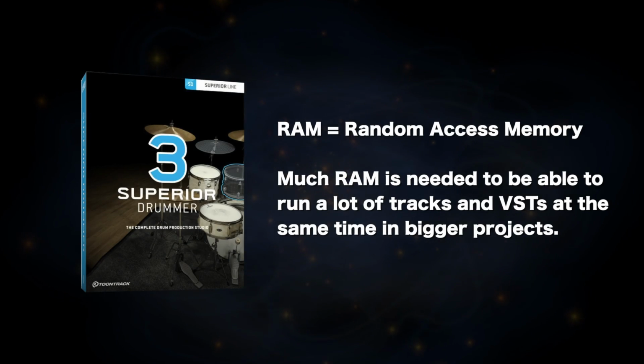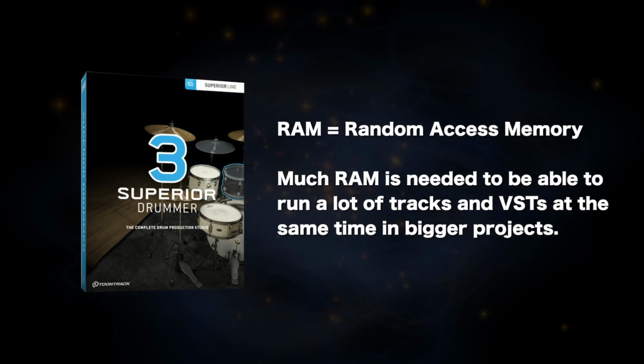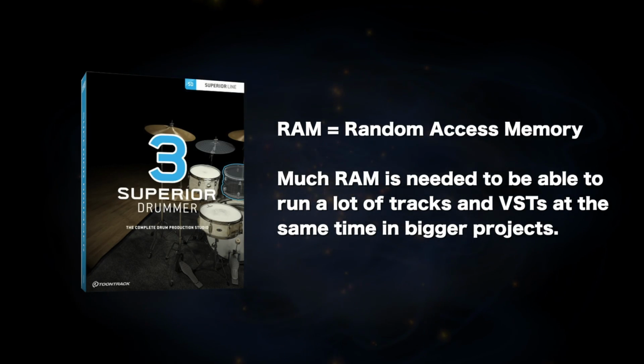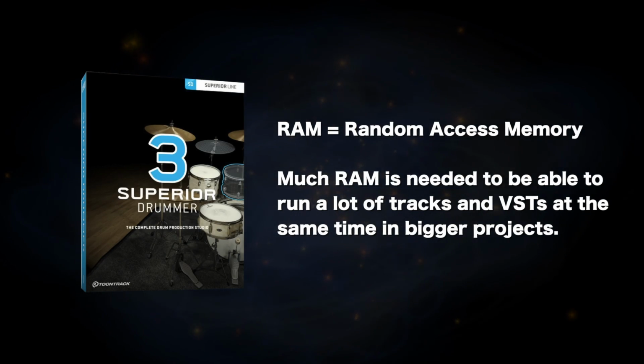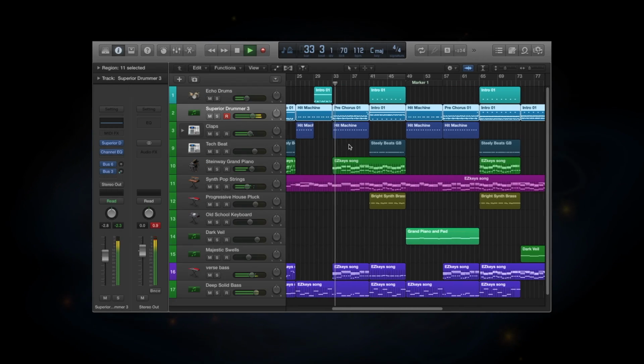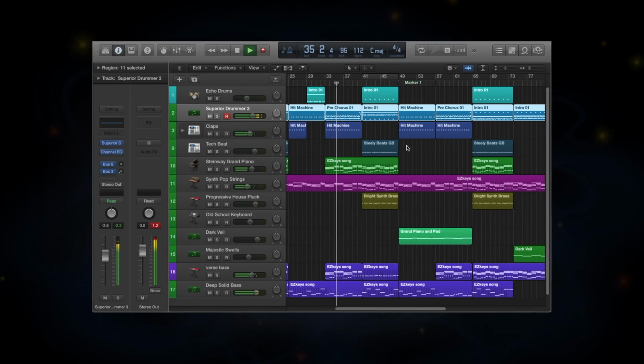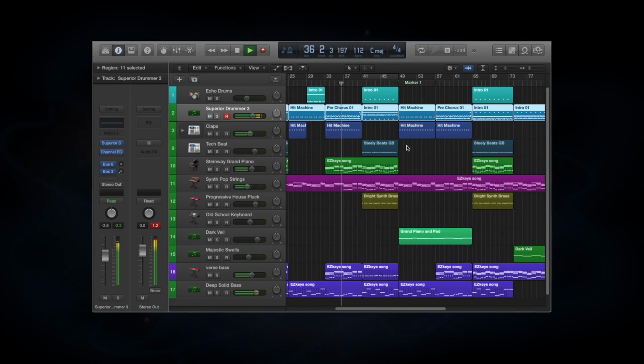In terms of random access memory, Toontrack recommends at least 8GB, but suggests a minimum of only 4GB. 4GB might be enough to run the plugin itself, but it will become a problem if you run Superior Drummer 3 in a multi-track project, so get the RAM sorted as well. Make sure your computer is good enough to handle the software before buying it.